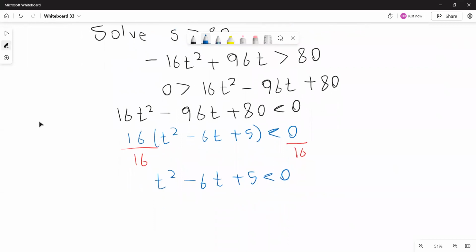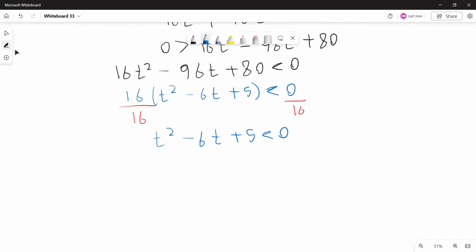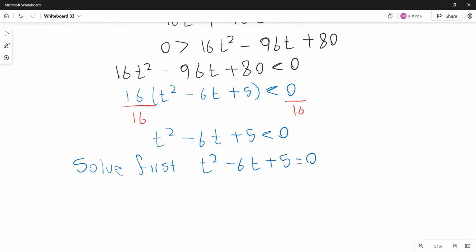Okay, so we're going to solve this quadratic inequality. We need to solve first. I'm not going to write step 1, step 2, step 3 this time. Let's solve t squared minus 6t plus 5 equals 0. The left side factors as t minus 5 times t minus 1. So the solutions are 1 and 5.